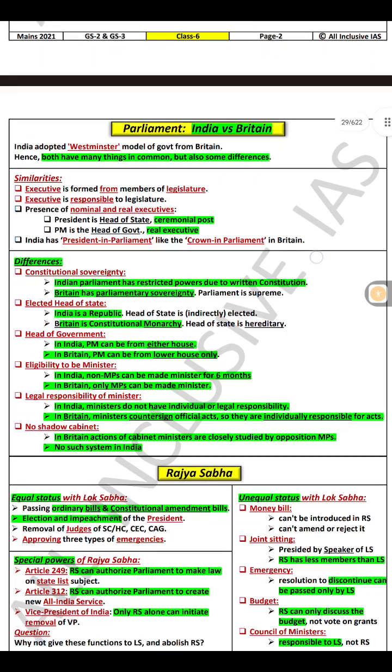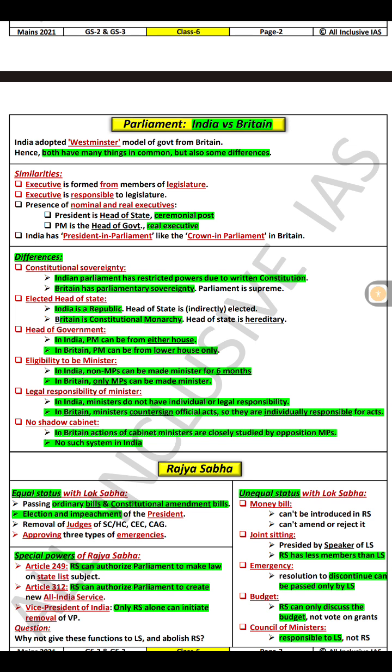Parliament, India versus Britain. India adopted the Westminster model of government from Britain. Hence both have many things in common but also some differences. Similarities: the executive is formed from members of the legislature, and the executive is responsible to the legislature.